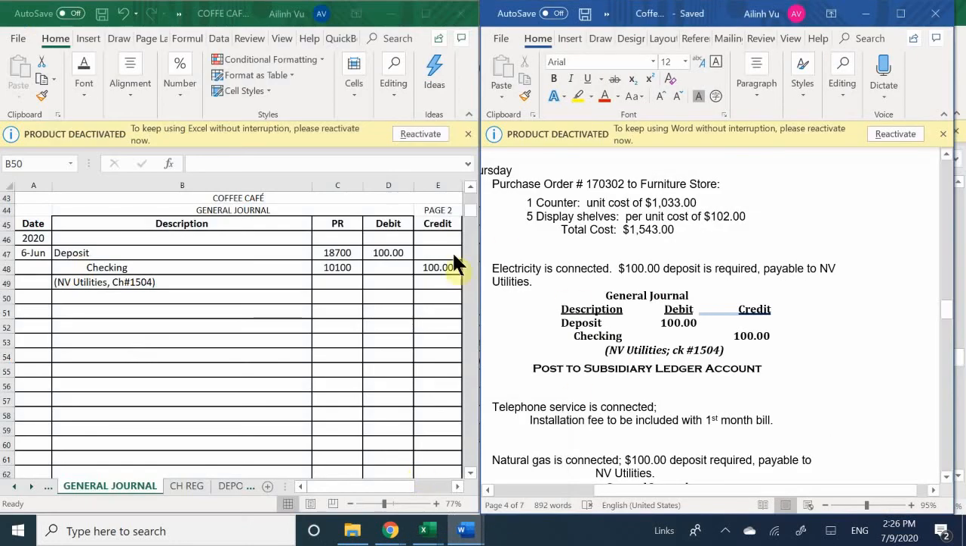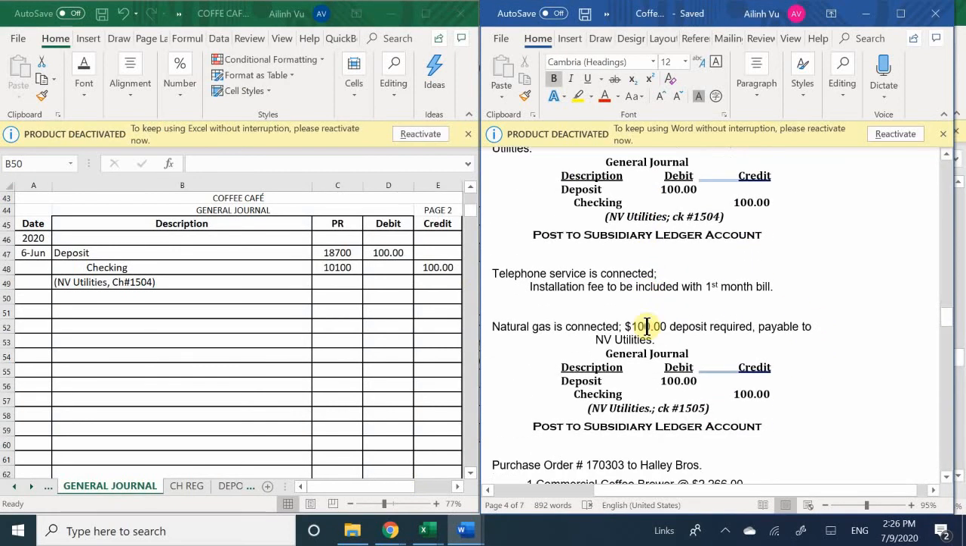Okay? So now that we've recorded that, we posted to our subsidiary ledger. Now it says telephone services is connected. Installation fee will be included with the first month's bill. Do we need to record this? We haven't received the bill. So, yes, good. No, we don't need to record it because all we know is the telephone line is working, so they're going to start charging us as of today. Right.